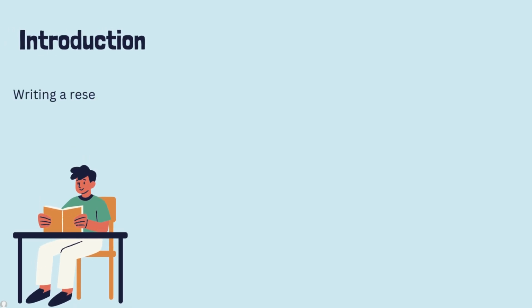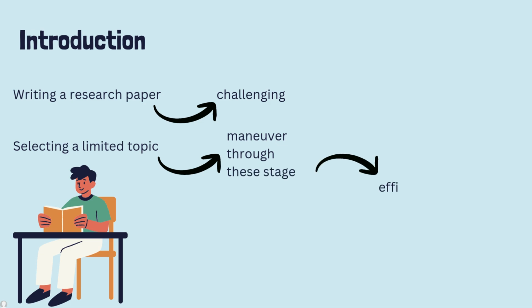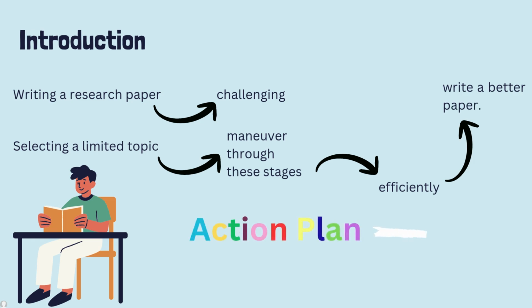Writing a research paper is a challenging task for students who struggle while researching, writing, and revising. Selecting a limited topic that interests you is just one way to maneuver through these stages more efficiently and write a better paper. Here is the action plan process, which is a strategic tool that helps you plan and outline different steps to achieve your goals, writing a research paper in an organized way.